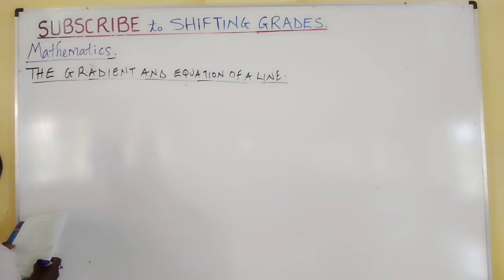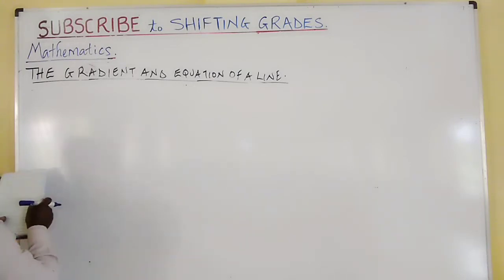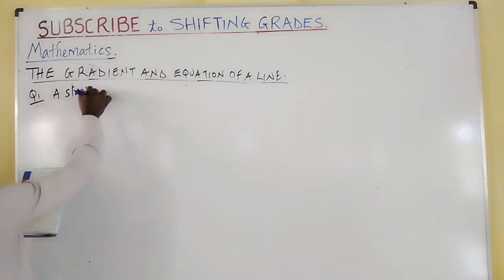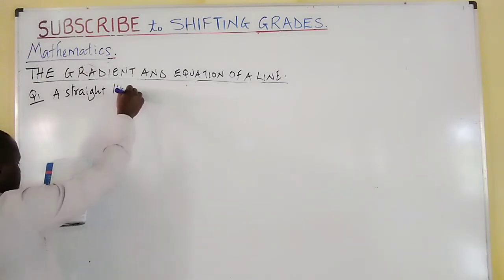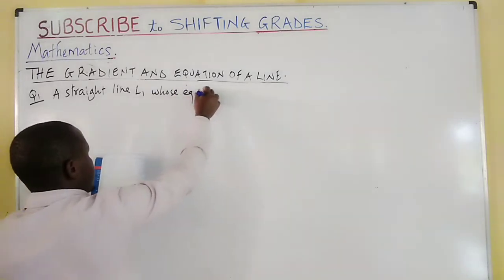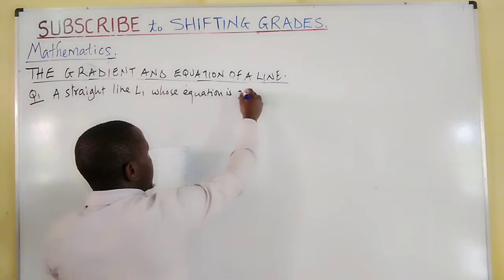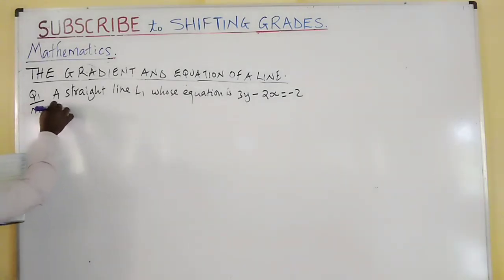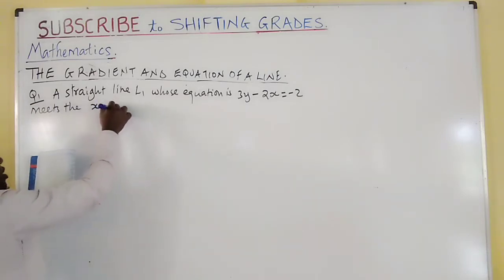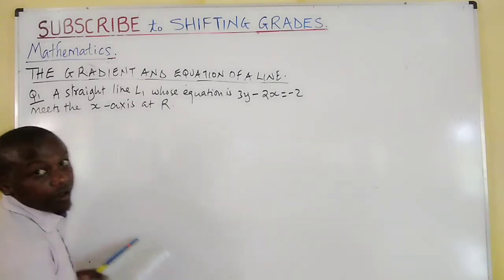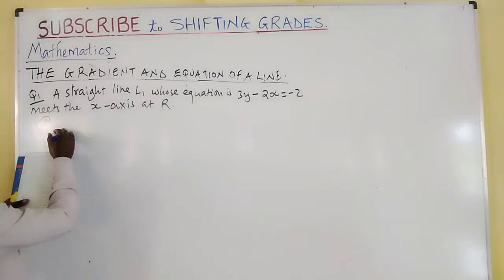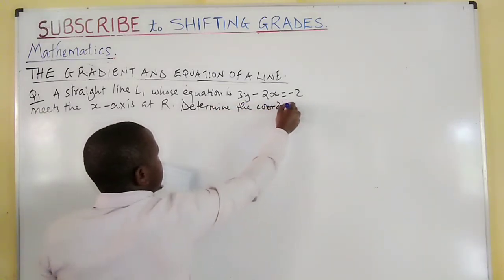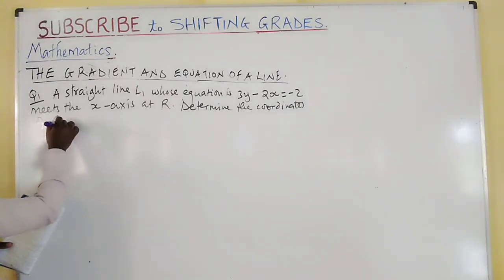We are told, the first question, a straight line L1 whose equation is 3y minus 2x is equal to -1 meets the x-axis at a point called R. Then we are told part A, determine the coordinates of R.